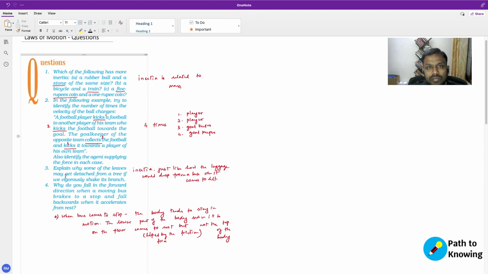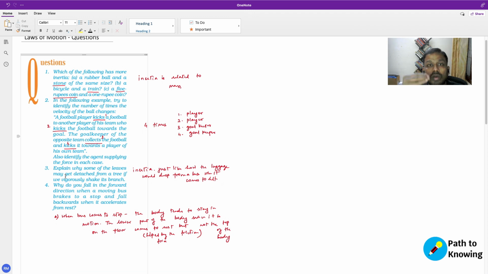The same is the case when the bus is in motion and you are also in motion. Both you and the bus are moving in one direction. When the bus suddenly applies a brake, your bottom part of the body, closer to the floor, has friction between your feet and the floor, so it will tend to come to rest along with the bus.